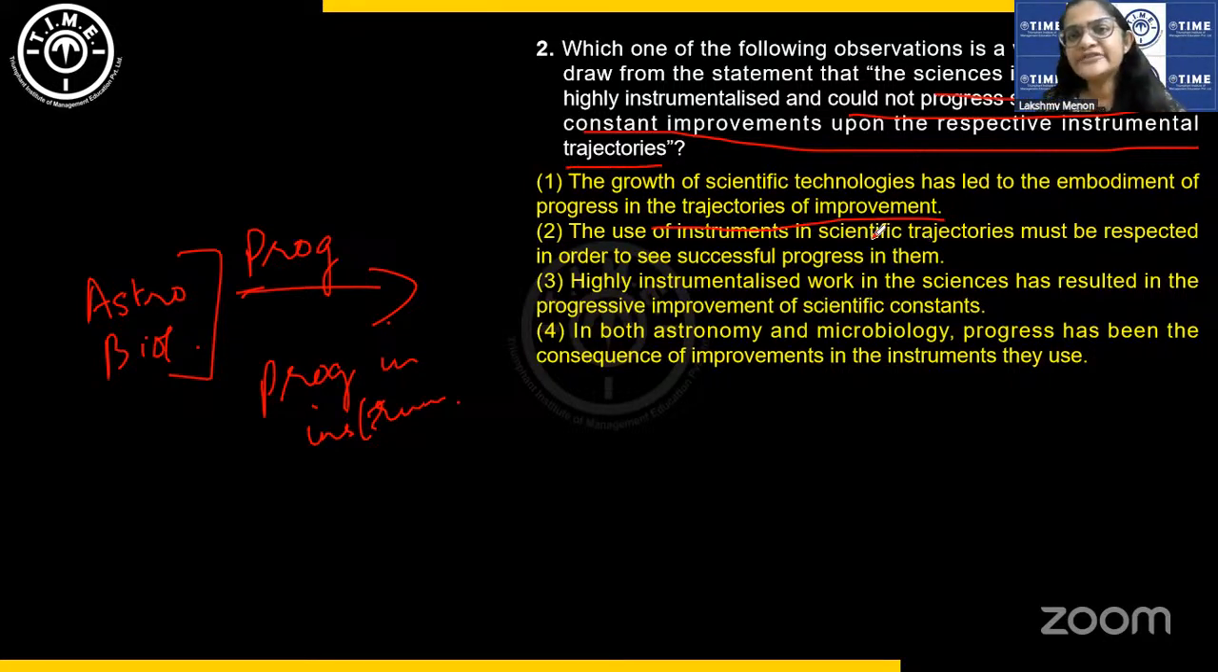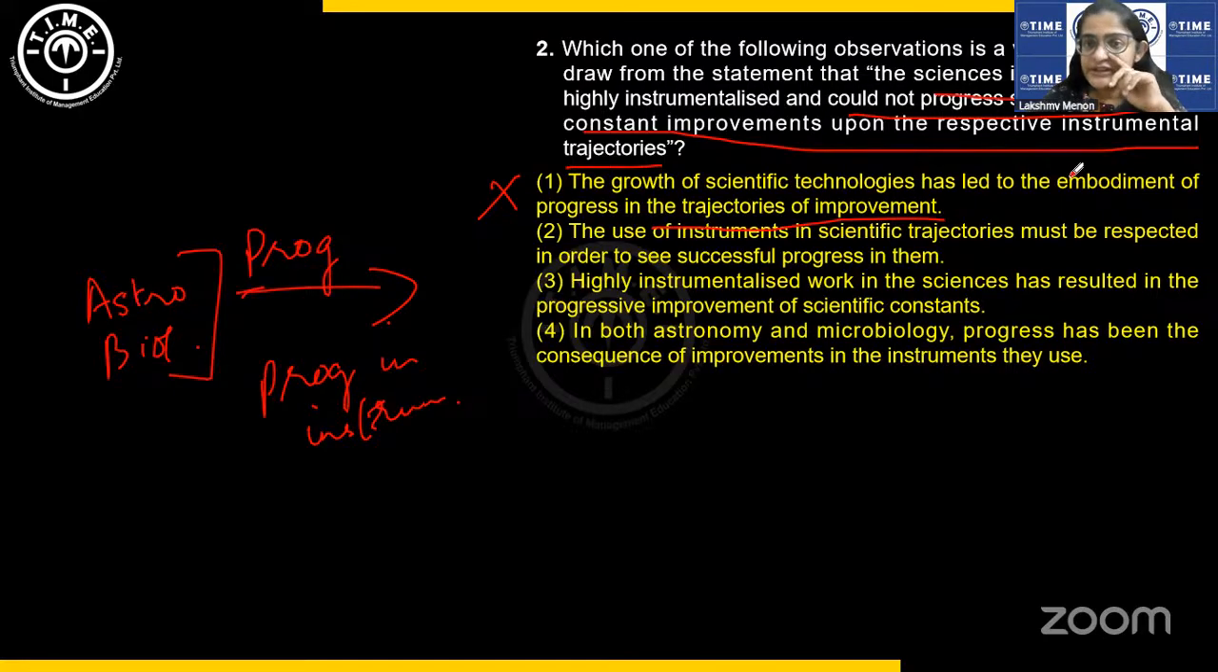Growth of scientific technologies has led to embodiment of progress in the trajectories of improvement. What trajectories of improvement? And what is embodiment of progress? No. Growth of technology has led to progress in these two scientific disciplines. They need to state it properly. This statement does not make sense.